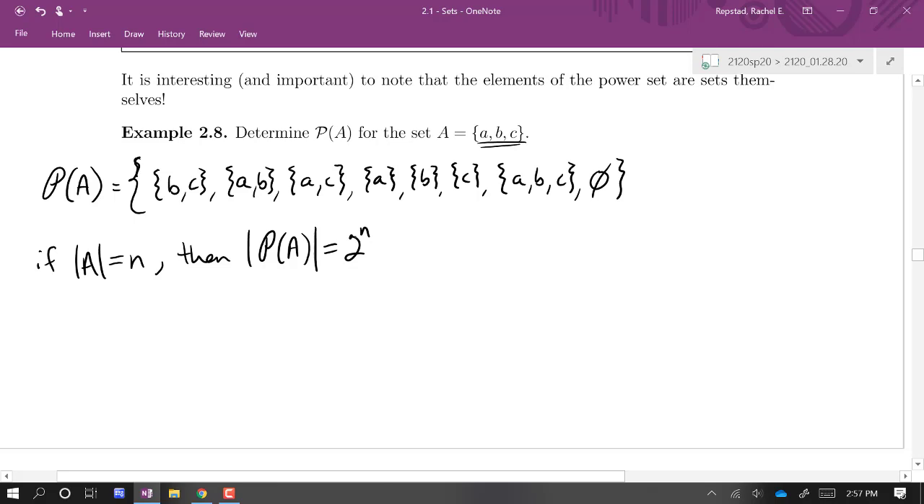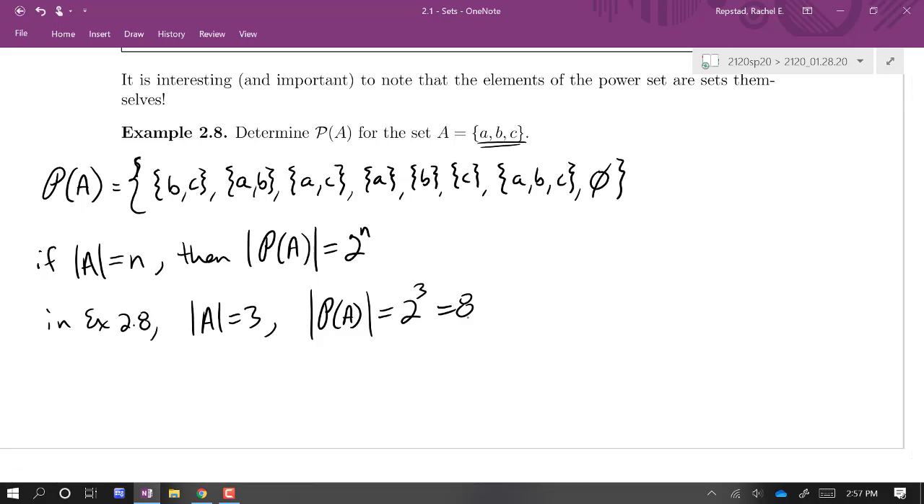So in this case, A had 3 elements, and we found 8 subsets. And that is 2 cubed. So once we got to 8, I knew we were done. The reason that's true is if we think about it, we can draw a parallel between subsets of a set with 3 elements and a bit string of length 3.